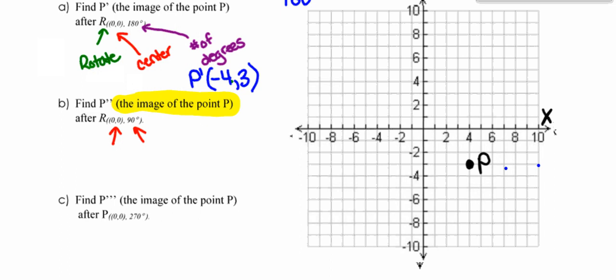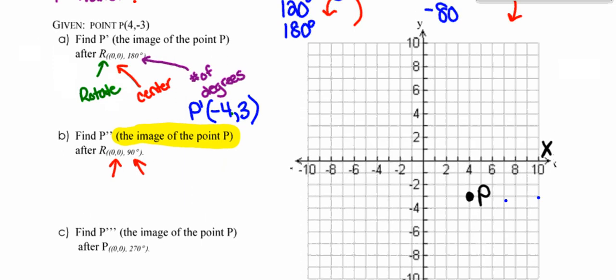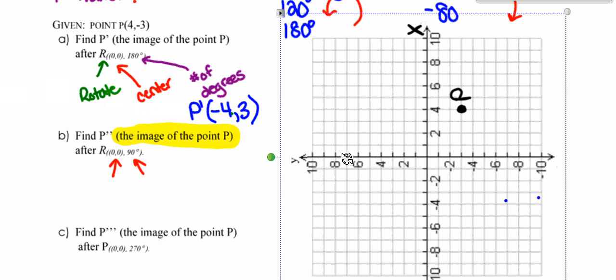And because this is a positive 90 degrees, we know we're going to go counterclockwise. Positive 90 degrees would be 1/4 of a complete turn. So I'm going to again leave the center where it's at, but I'm going to go only 90 degrees, 1/4 of a complete turn. Notice now that my x-axis has become my y-axis, and my y-axis has become my x-axis. But my point P is going to be the point that is 3 units to the right of the origin and 4 units up.